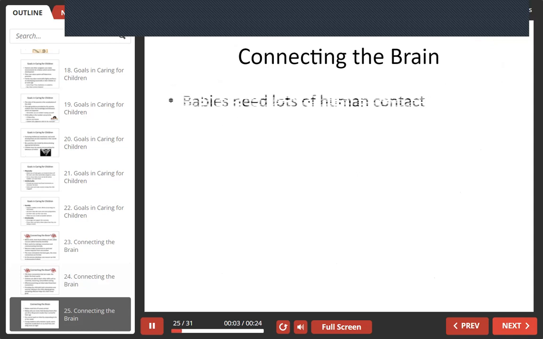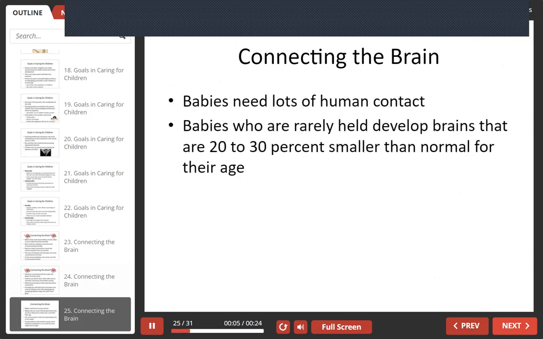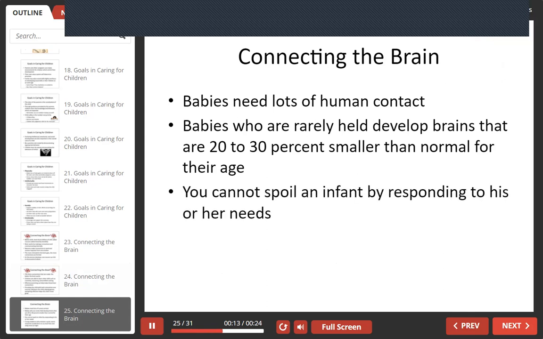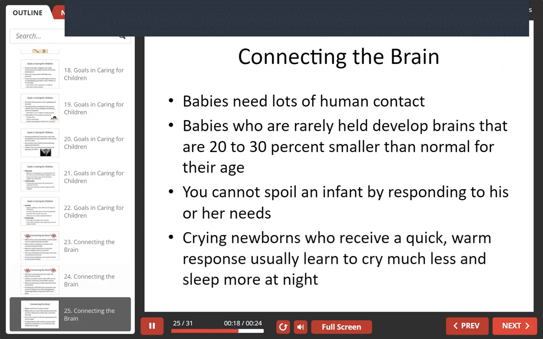Babies need a lot of human contact. Babies who are rarely held develop brains that are 20 to 30% smaller than normal for their age. But you can't spoil an infant by responding to his or her needs. Crying newborns who receive a quick, warm response usually learn to cry much less and sleep more at night.